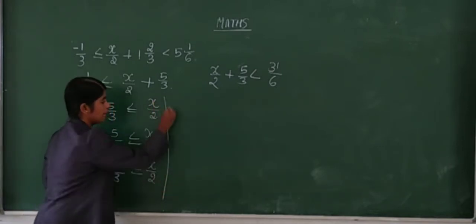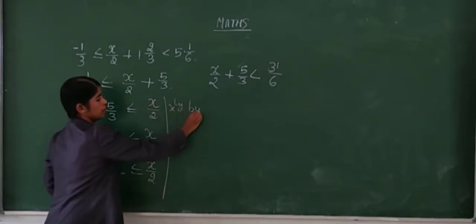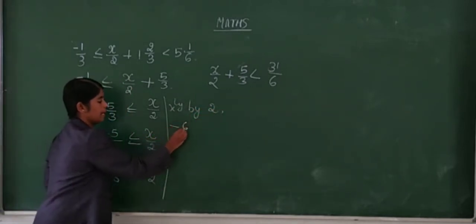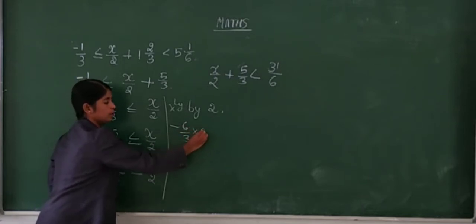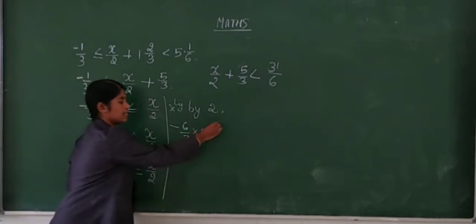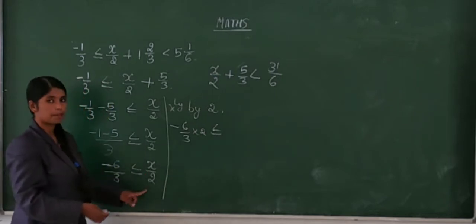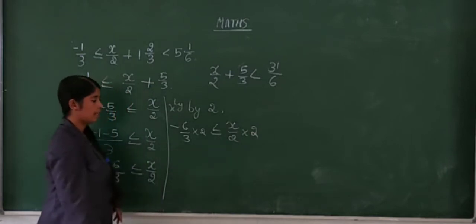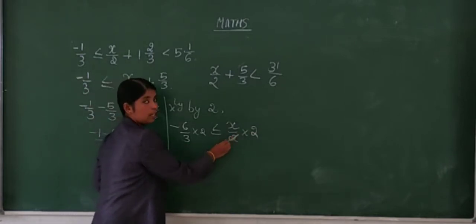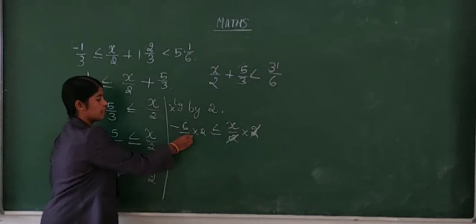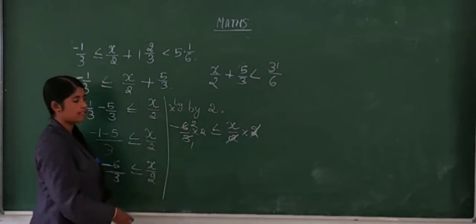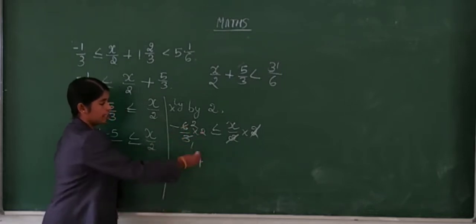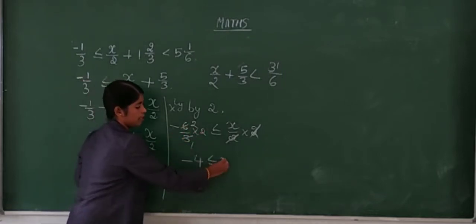So multiply by 2 on both the sides here. So minus 6 by 3 into 2. Right? Then less than or equal to, here we have x by 2, right as it is, into 2. Then cancel here which is possible. 2 and 2 get cancelled. 3 ones are 3, 2s get cancelled. So minus 2 plus is minus. 2 2s are 4. And here we have less than or equal to x.